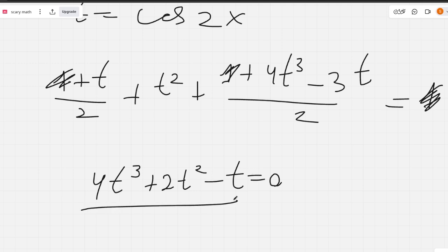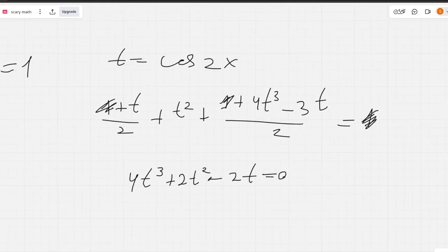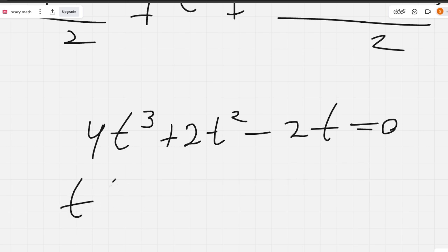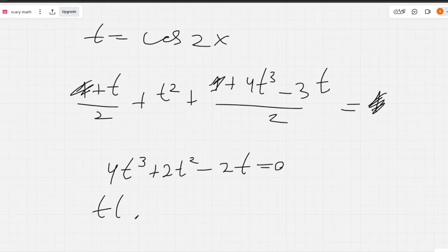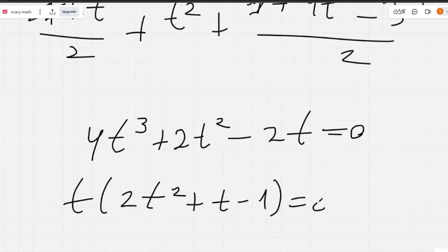I think that lines up. Oh wait, no, it doesn't, because I multiplied by 2. Yeah, okay. So this is what we got in hand, and now we can bring out the t. Then we can just divide this all by 2. I could have just grouped this stuff and then multiplied by 2. So 2t squared plus t minus 1 equals 0.